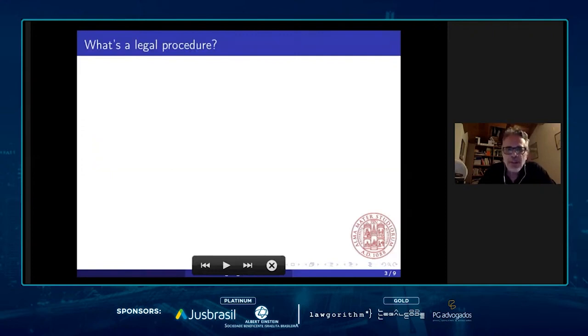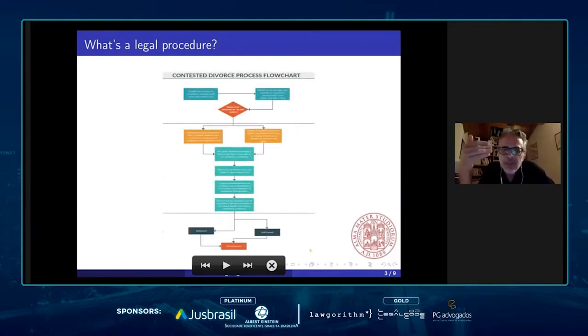So what's a legal procedure? I mean, a legal procedure, in fact, is very similar to a workflow. So you have actions, a first action, then you have some intermediate actions and claims and responses by the authorities, and we have a final answer.